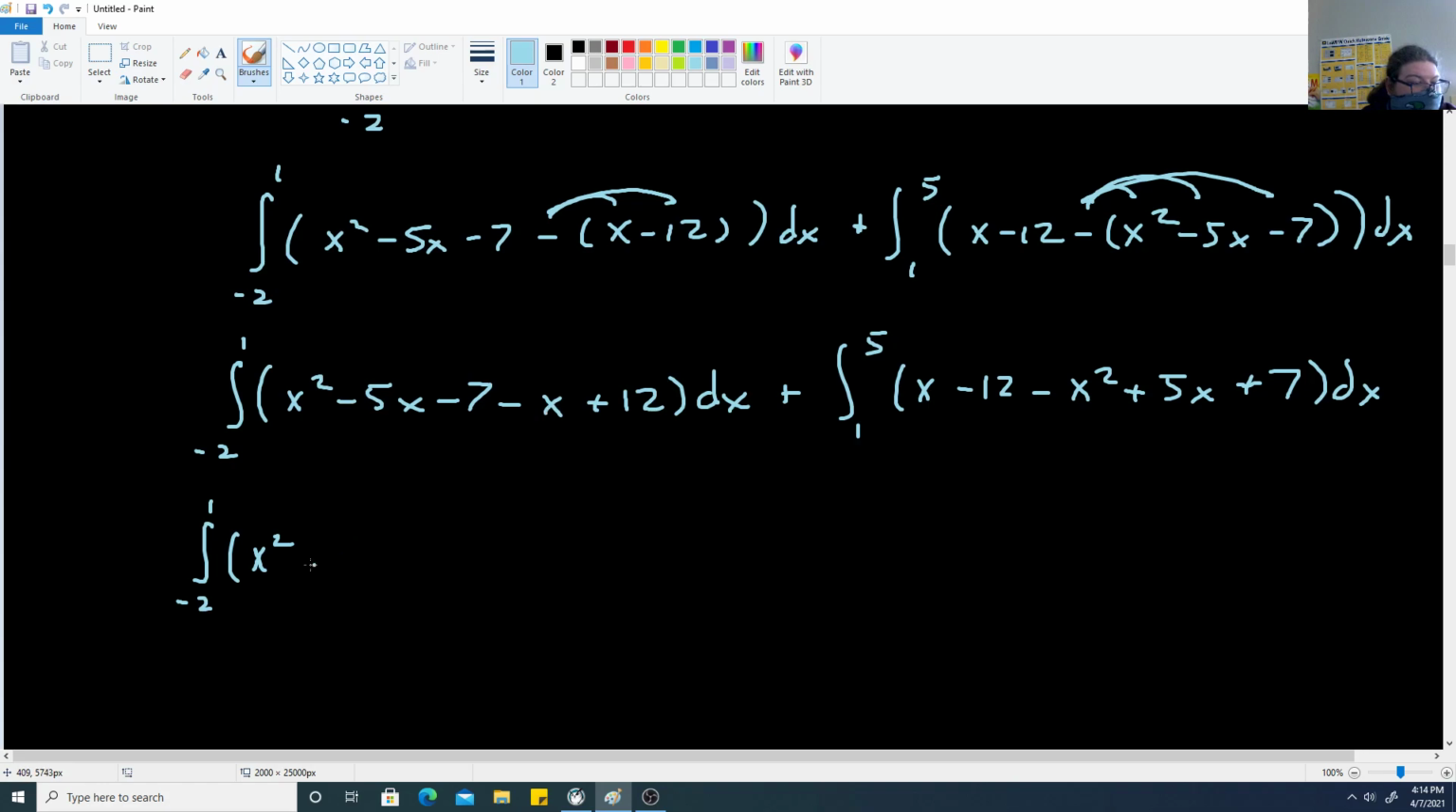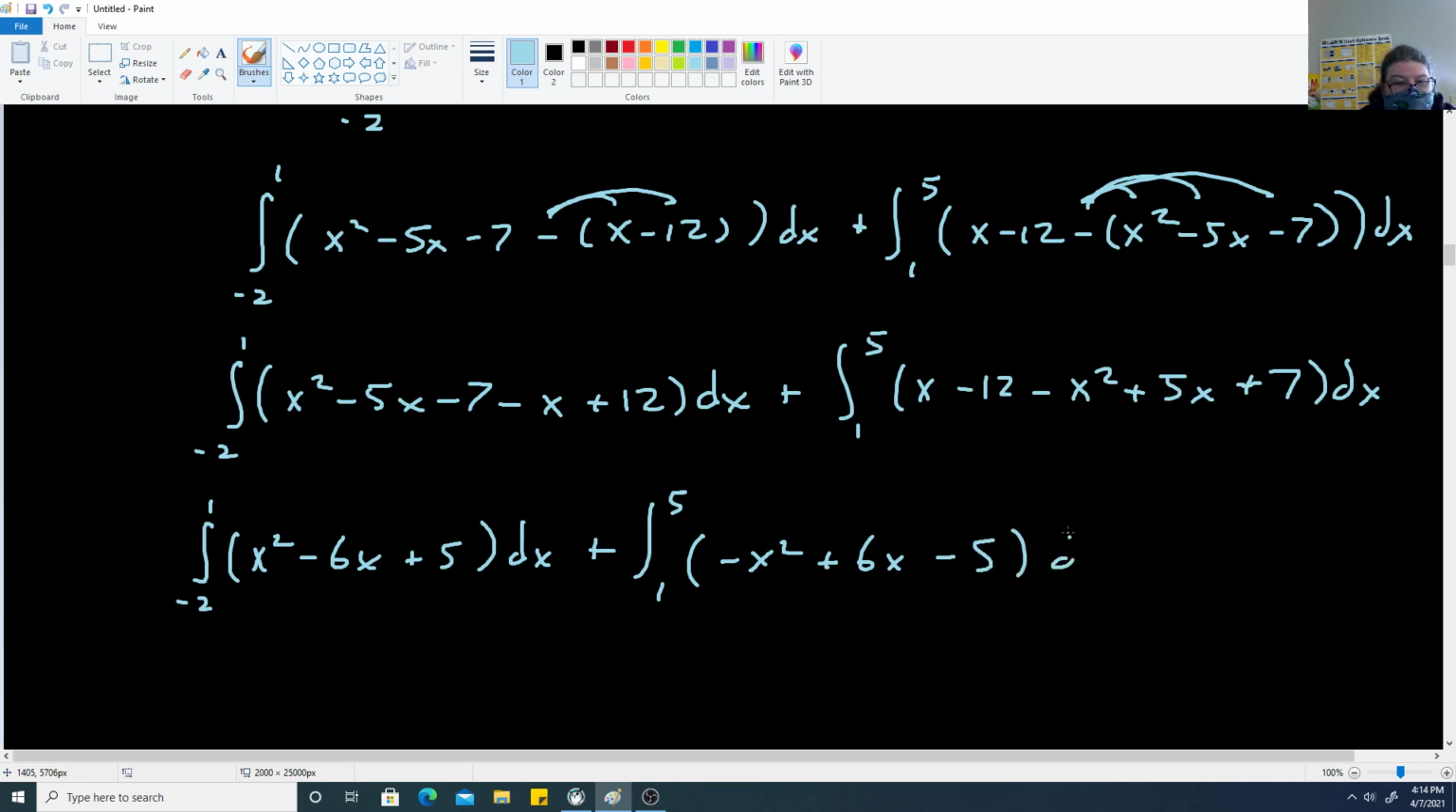Minus 5x minus another x is minus 6x. Negative 7 plus 12 is plus 5 dx, plus the integral from 1 up to 5 of, this will be negative x squared. X plus 5x is plus 6x. Negative 12 plus 7 is minus 5 dx.